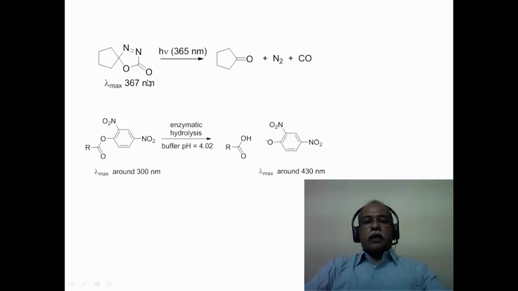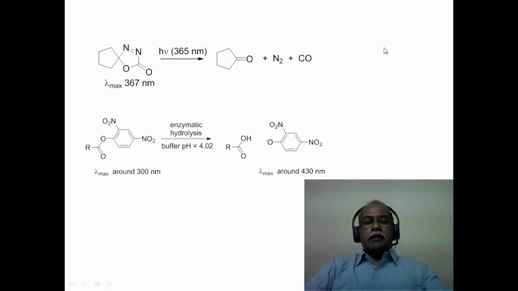So if one wants to follow the kinetics of this reaction, one can take this substance of known concentration, irradiate it, and follow it by spectrophotometry, because the band at 360 nanometer will keep on decreasing in intensity because of the decomposition of this molecule to cyclopentanone. Cyclopentanone itself does not absorb in this region, so the decrease in absorption intensity can be quantified using the Beer-Lambert law, and hence the kinetics of this kind of photochemical reaction can be easily studied using ultraviolet visible spectroscopy.